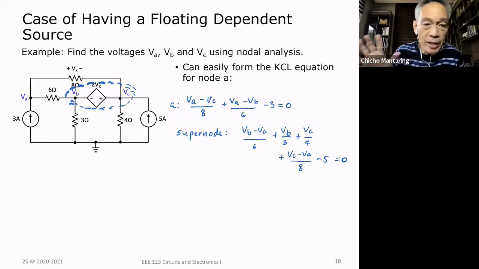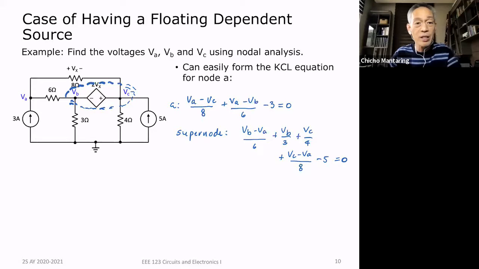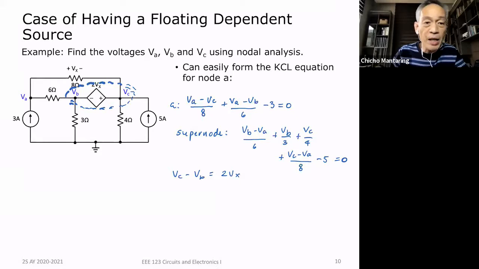My third equation is the information that appears in this circuit but does not yet appear in either of these 2 equations. What information is that? Information on the controlled source. That's a voltage source, so we say VC minus VB is equal to the value of the voltage source, which is 2VX. Why is it VC minus VB? Because the right side is positive with respect to the left side. Therefore, it's VC minus VB.